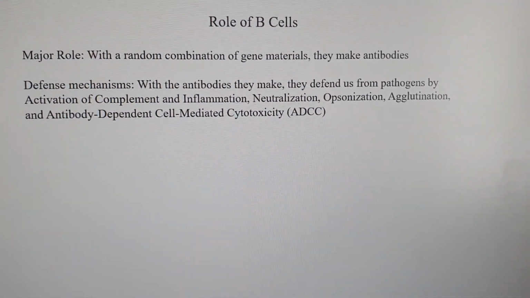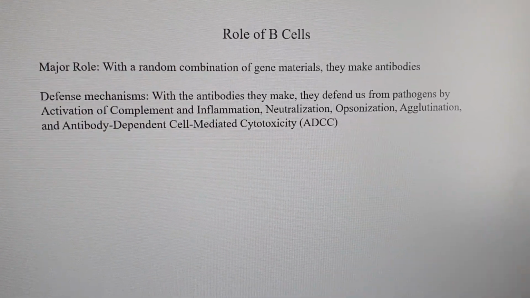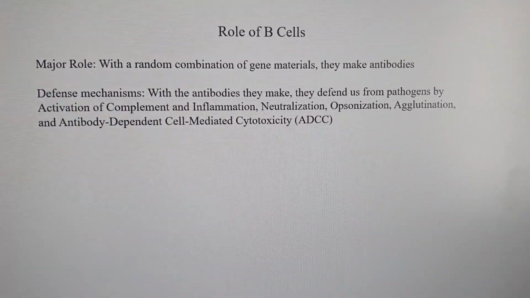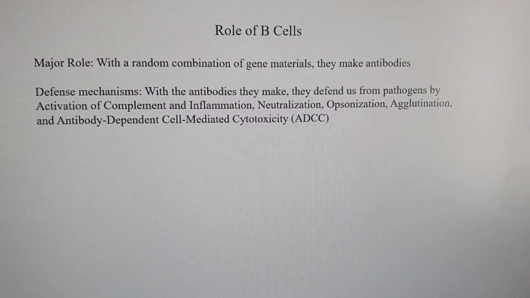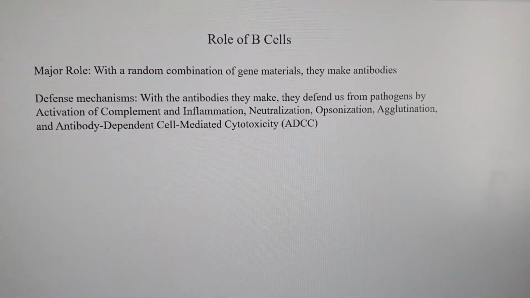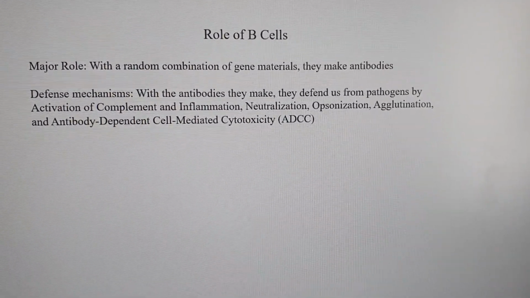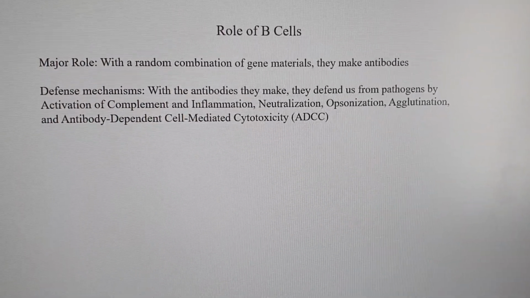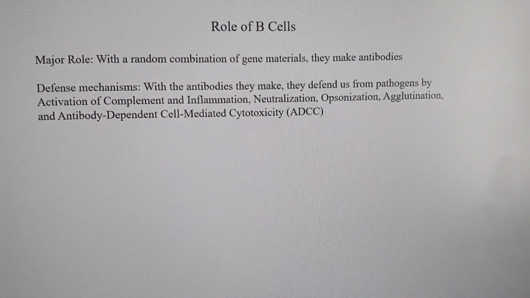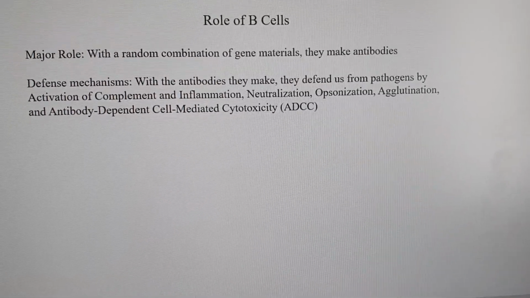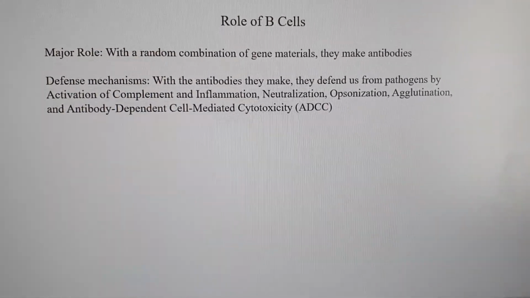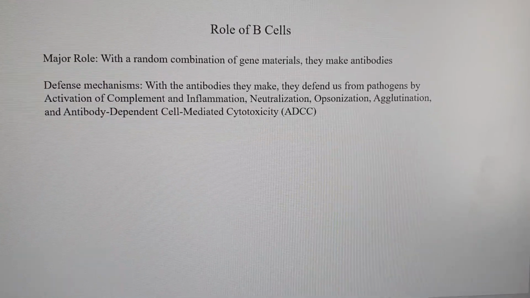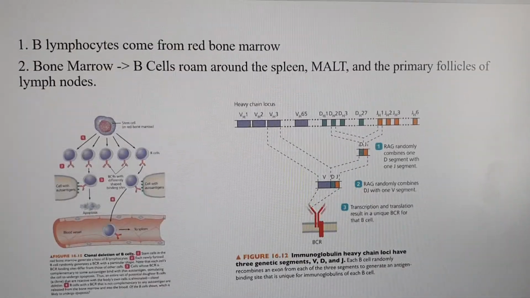With the random combination of gene materials, they make antibodies. So the primary goal is to make antibodies, and the defense mechanisms of antibodies include activation of complement, inflammation, neutralization, opsonization, agglutination, and ADCC. Those are the ways in which they do the defense mechanism in our body.